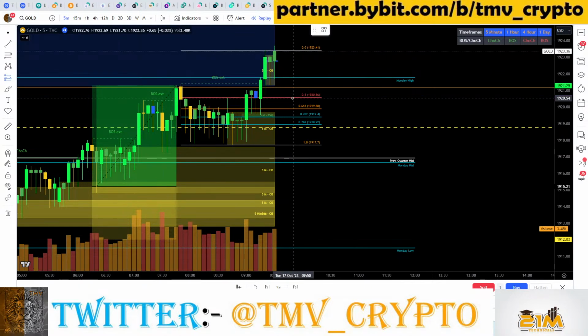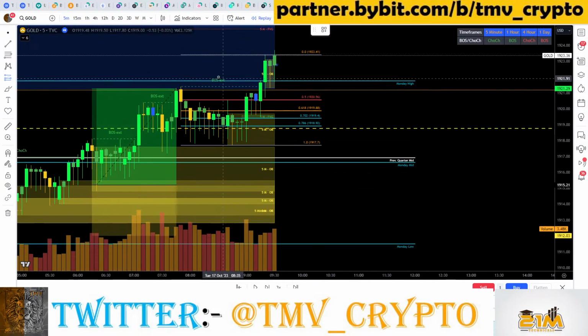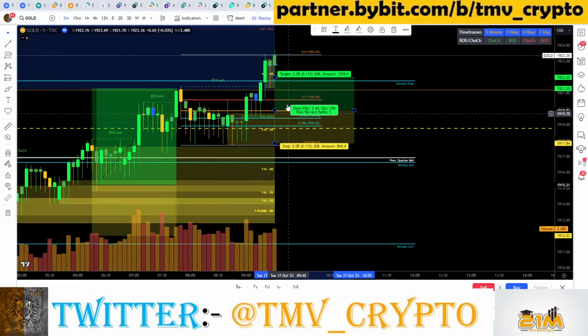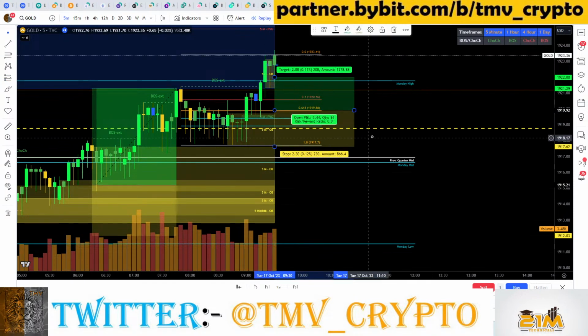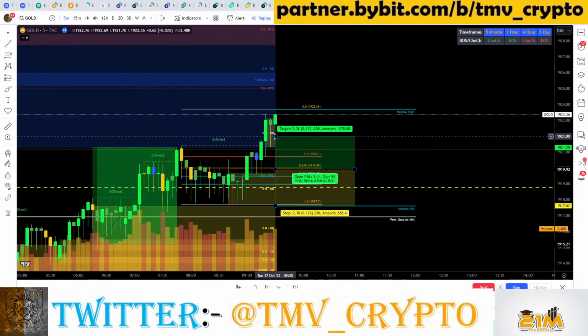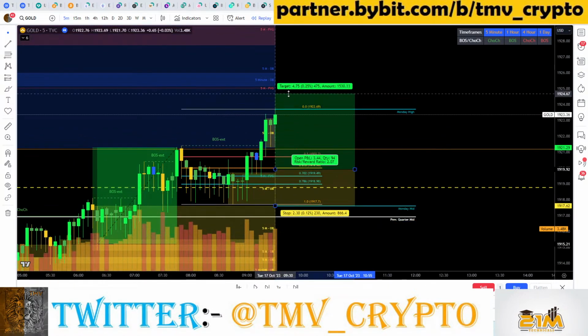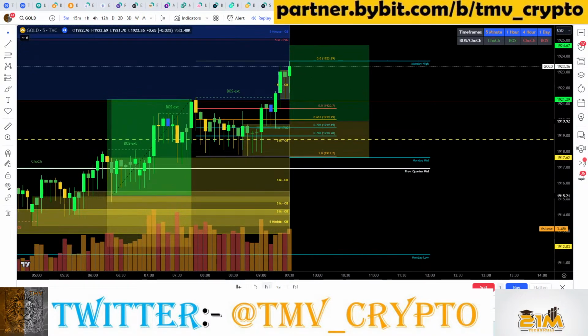But now you have again BOS ext, and we are going into the bigger order block. So what I'm going to do is look for another long, having orders at the golden pocket zone. You have a fair value gap here as well, and the stop loss beneath the order block, and I'm just going to put it at like 2R here and let it fill.